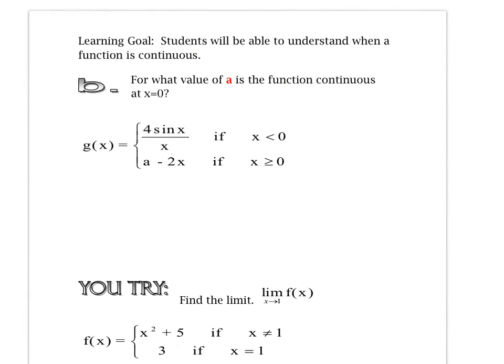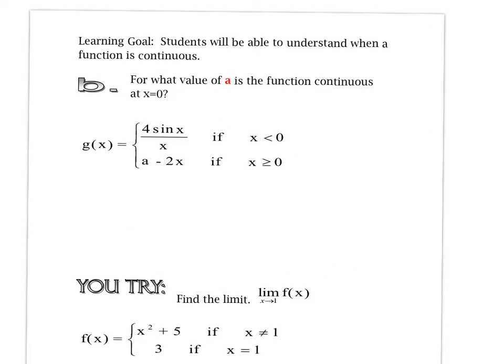All right, so this one's a little bit different here. It says, for what value of a is the function continuous at x equals 0? Okay, so we've done this kind of problem before. Again, remember, if it's continuous, then the limits are going to be equal. And so the limit as x approaches 0 from the left of g of x is going to equal the limit as x approaches 0 from the right of g of x.